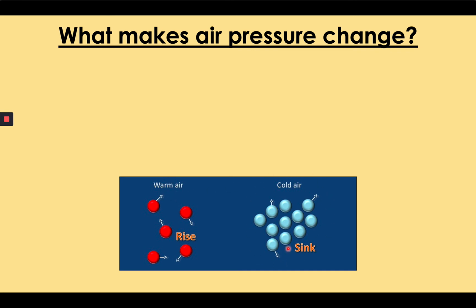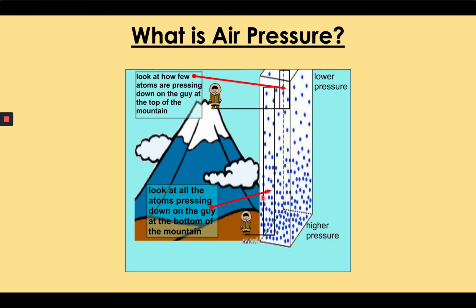If you're on the ground again and cold air is sinking towards you from high up in the atmosphere, then the air pressure rises because now there is more air around you, just as we see here. High air pressure, low air pressure.